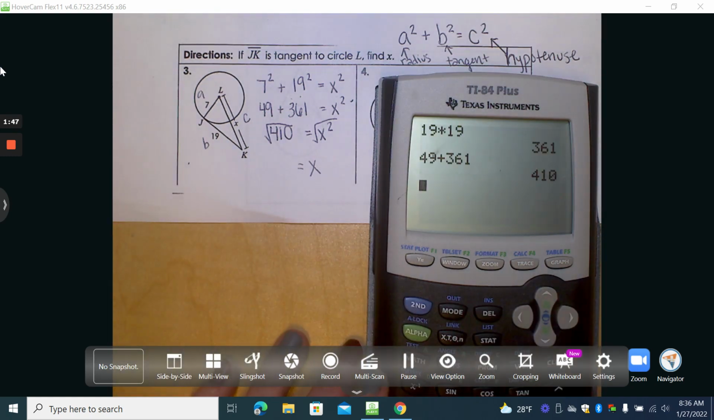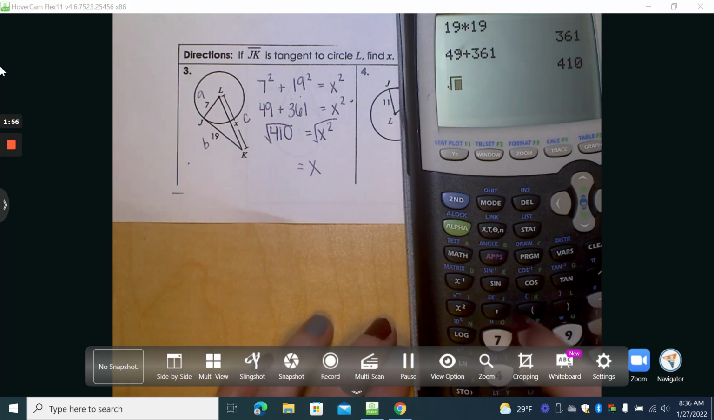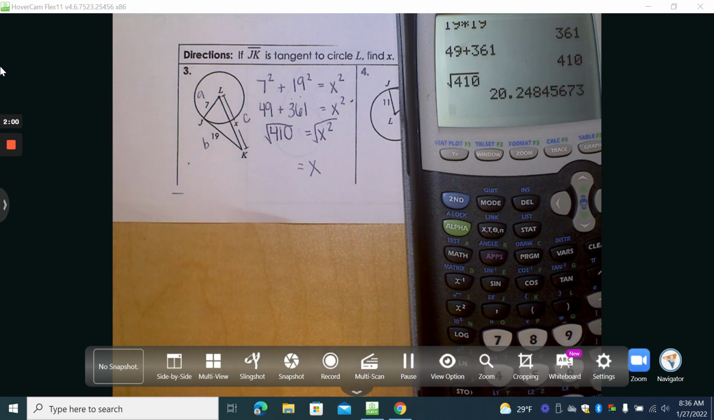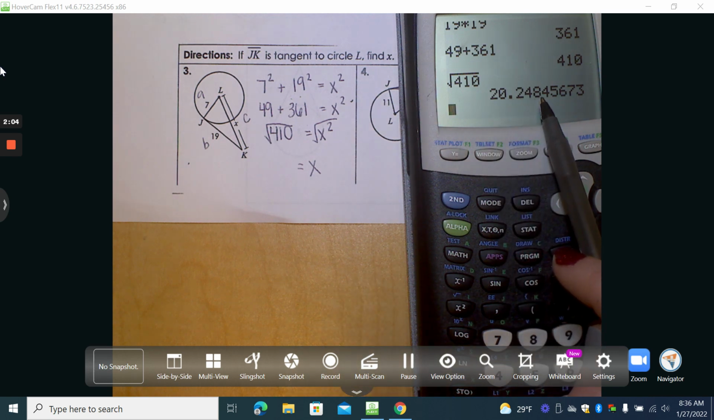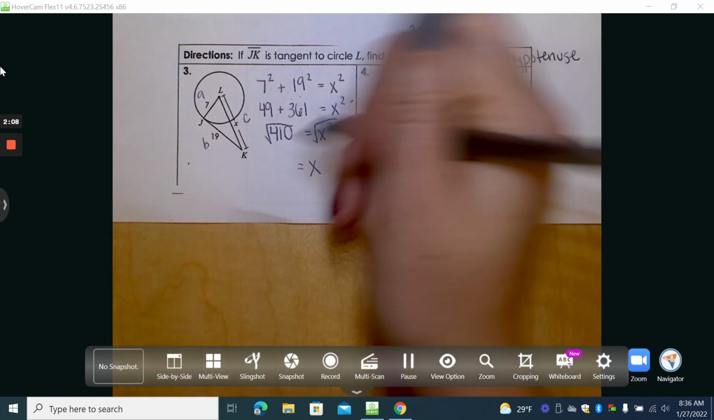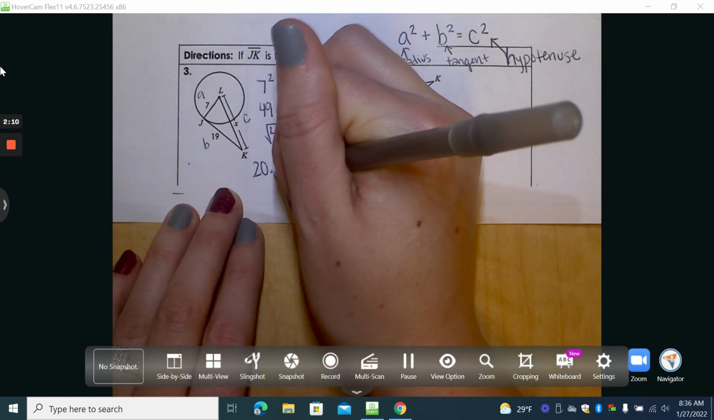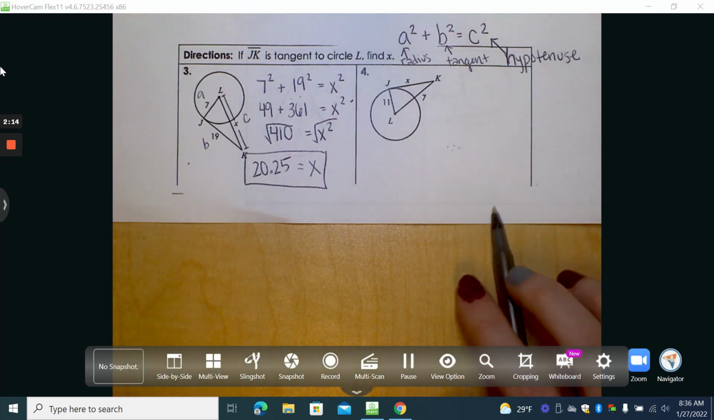So I'm going to do my square root button. If you remember, squared is right here, square root's right above. So I'm going to click second and then that square root button and type in 410. And we always want to use 2 decimal places. So 20.248, that 8 will make my 4 round up. So 20.25 is my answer. Let's do another one.